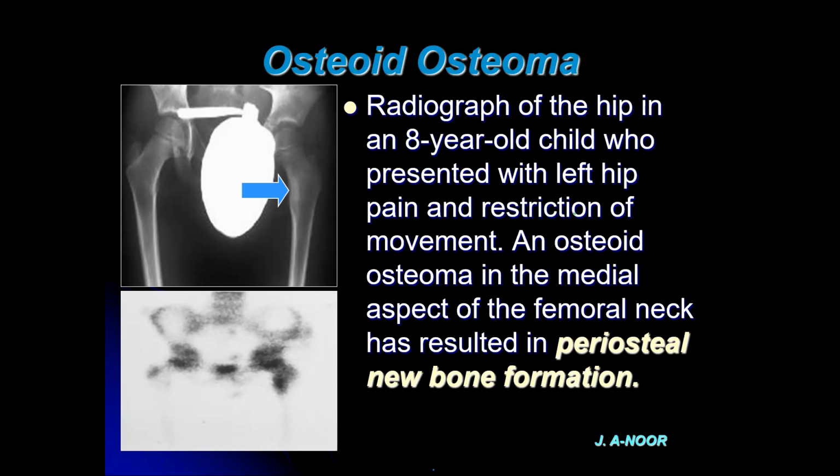An 8-year-old child is shown here, who presents with left hip pain and restriction of movement. An osteoma in the medial aspect of the femoral neck has resulted in periosteal new bone formation.